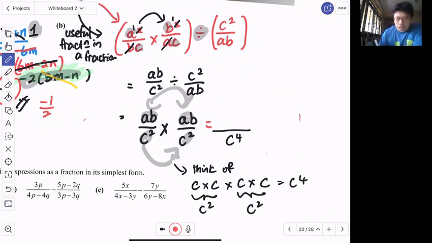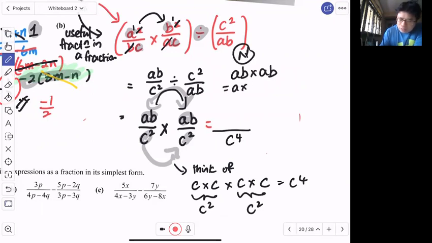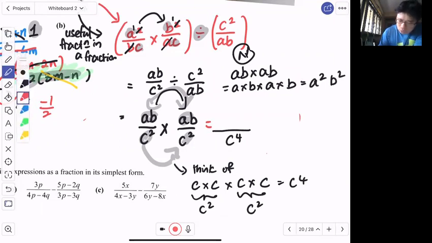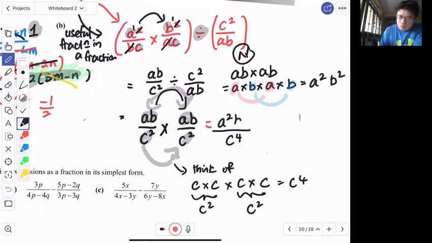Okay? Then if you look at the numerator, stay with me, AB times AB, the numerator, is as though we have A times B times A times B, which is A square, B square. A square because of these two guys, B square because of these two guys as well. So with that, we have A square, B square. And that is our final answer for example 6.4 part B. Okay, so far?